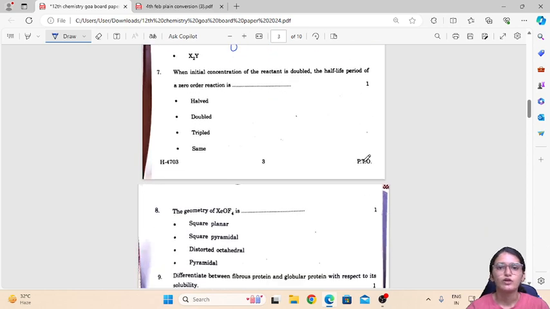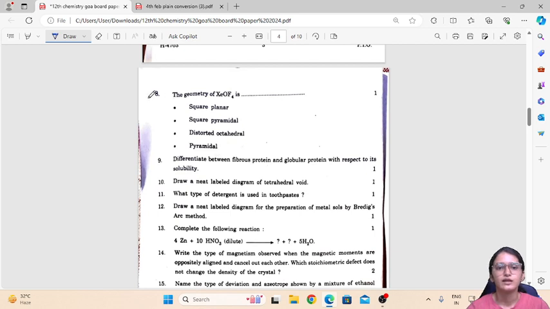Next question is from chemical kinetics. When the initial concentration of the reactant is doubled, the half-life period of the zero order reaction is dash. Now there is one statement saying that the initial concentration of the reactant is directly proportional to its half-life. So here, for a zero order reaction, the initial concentration is doubled, so the half-life will also be doubled since it is directly proportional.